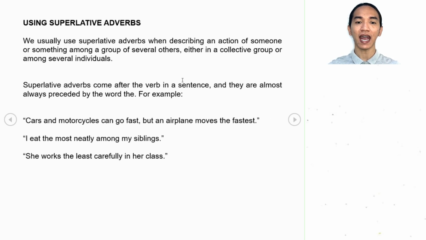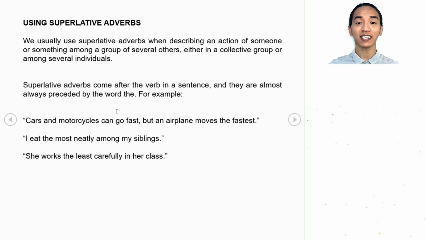All right? Now, using superlative adverbs. We usually use superlative adverbs when describing an action of someone among a group of several others. So we focus on the action. Remember that. Superlative adverbs come after the verb in a sentence. So your superlative adverb should be after your verb.